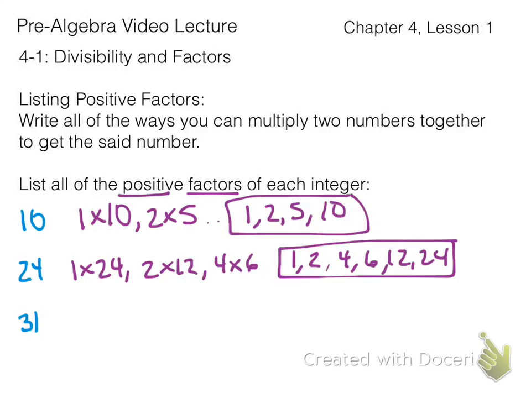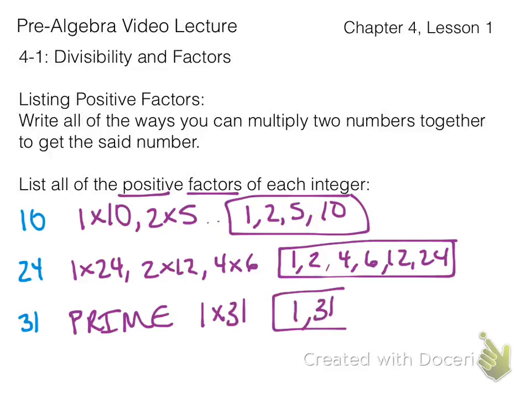31, there is nothing times 31. I know that for a fact because it's prime. Prime means the only thing that you can multiply together to get 31 is 1 and 31 itself. So 1 and 31 are the only positive factors.